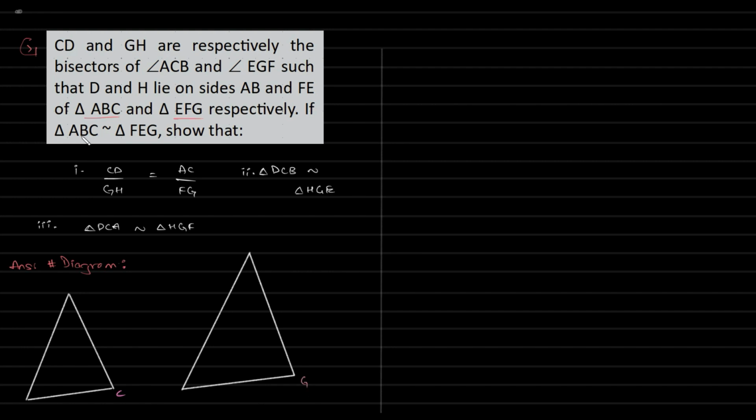Then it's given that triangle ABC is similar to FEG. This is where many people get confused. The order has to be the same. A has to match F, B has to match E, and C has to match G. Okay, well and good. And now we're talking about angular bisectors.